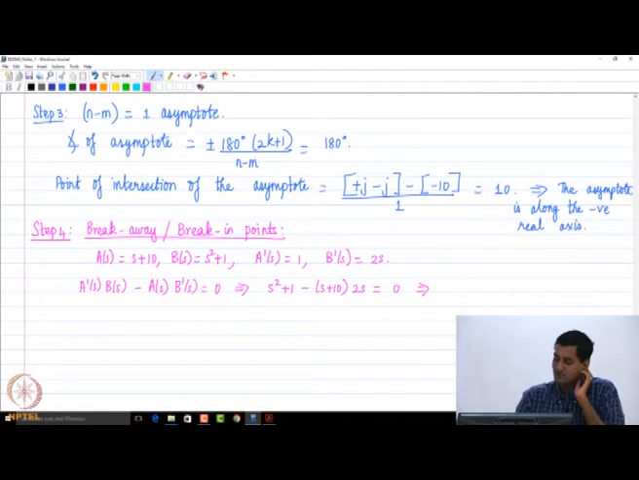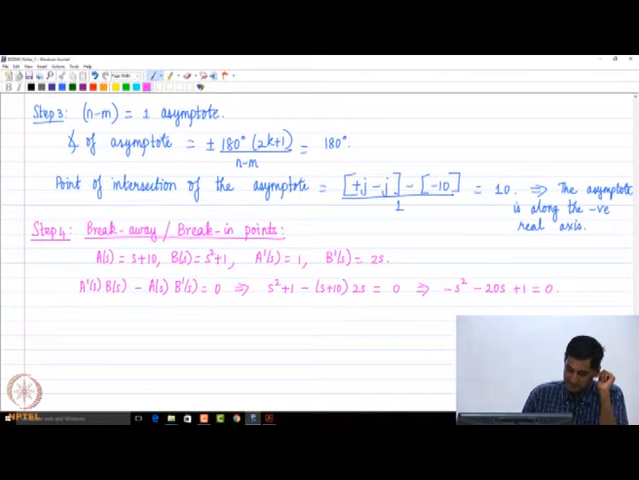So this will give us what? I will have minus s squared, then minus 20s plus 1 equals 0, right? Am I correct? So, can you calculate the roots of this equation and let me know? I can rewrite this as s squared plus 20s minus 1 equals 0.